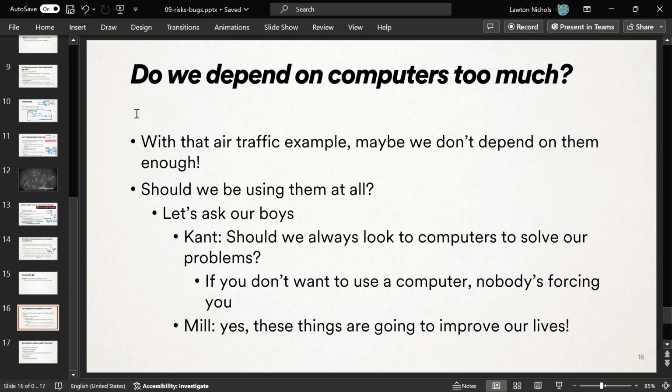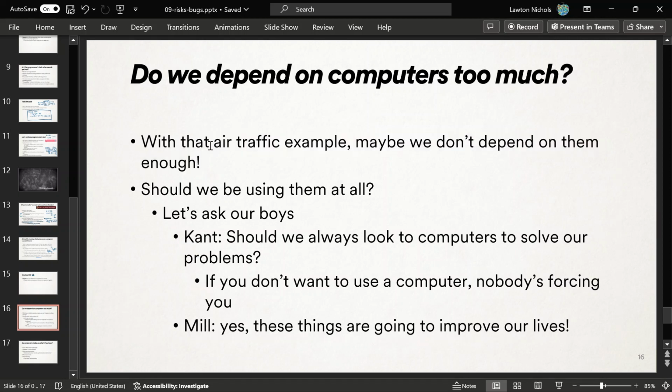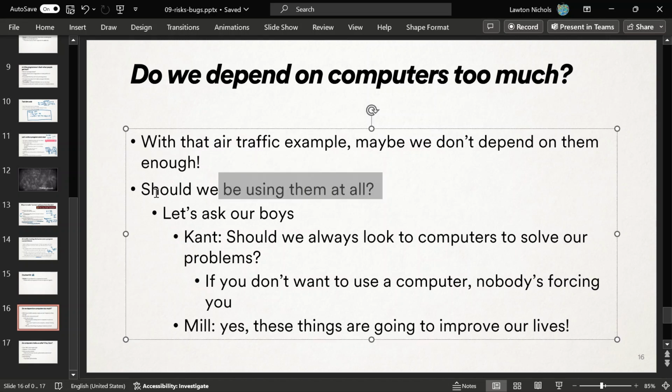Yeah, so here are my thoughts. I just thought about some things, and then we also should probably take this as a question back to our boys. With that air traffic controller example, that's great because maybe we should depend on computers more. That was a great example of how they're going to save lives if we trust the computers these days, which is nice. But then, should we be using them at all? Let's ask Kant. Kant would pose the question, should we always use a computer to solve a problem if we can?